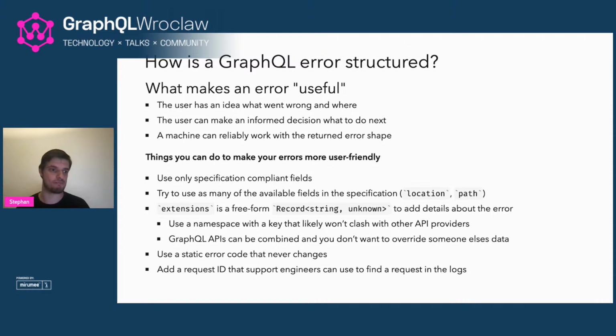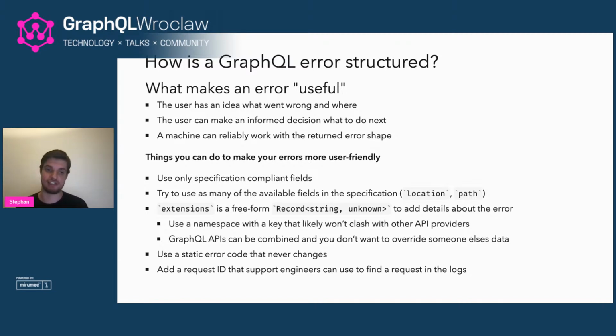Another thing that we found pretty much lacking from the specification is a static error code. The message, in our point of view, is more towards the human-readable form, and you might want to change the wording if it's necessary. You might want to put more information in there. So we said we want to have a static error code that never changes because we're pretty serious about backwards compatibility. Once you have that static error code, you can always look at that specific field and react on it as you wish.